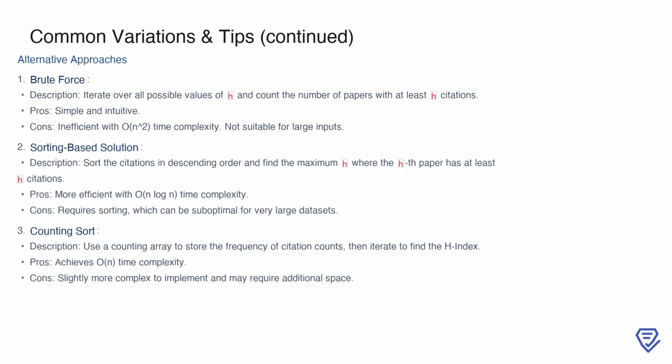A more efficient option is the sorting-based approach, where you sort the citations in descending order and find the maximum H such that the H-th paper has at least H citations. This method reduces the time complexity to O(n log n), but the sorting step can still be a limitation for extremely large datasets. An even faster approach is counting sort, which uses a counting array to store the frequency of each citation count. This method achieves O(n) time complexity and is well suited for competitive coding. However, it may require additional space and is slightly more complex to implement. Each approach has its pros and cons, and selecting the right one depends on the constraints of the problem.